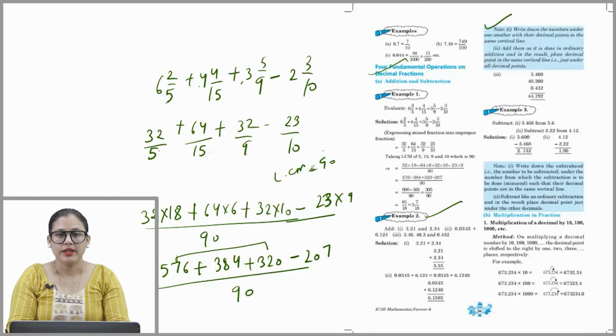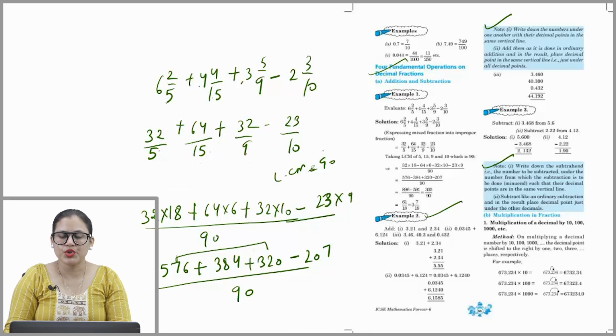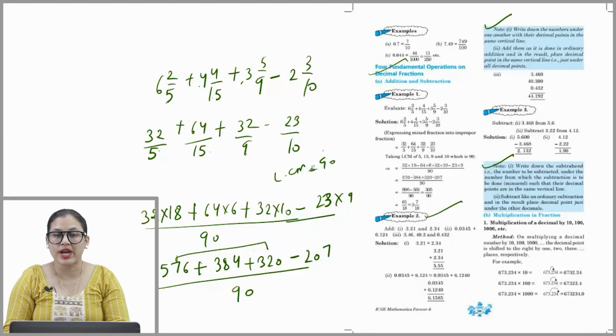Note, number 1, write down the numbers under one another with the decimal points in the same vertical line. Number 2, add them as in ordinary addition, and in the result place the decimal point in the same vertical line, just under all the decimal points. For subtraction, number 1, write down the subtrahend, that is the number to be subtracted, under the number from which the subtraction is to be done, that is the minuend, such that their decimal points are in the same vertical line. And number 2, subtract like an ordinary subtraction, and in the result place the decimal point just under the other decimal points.